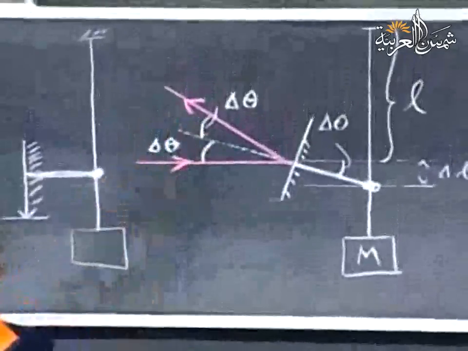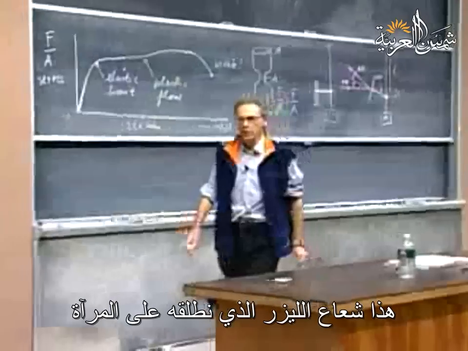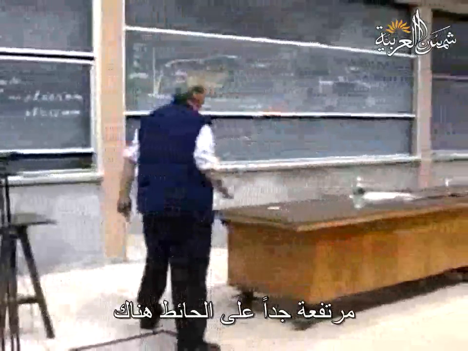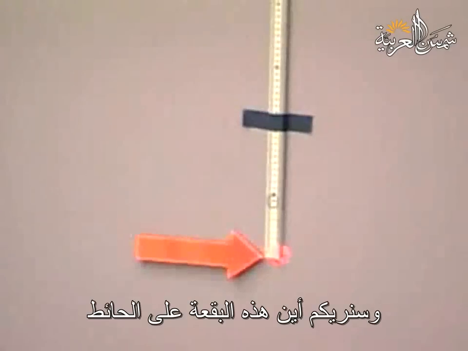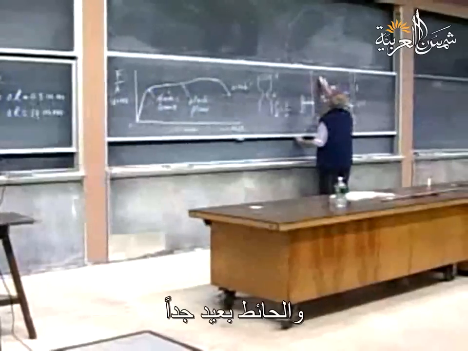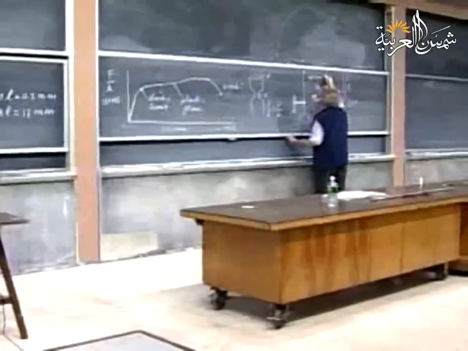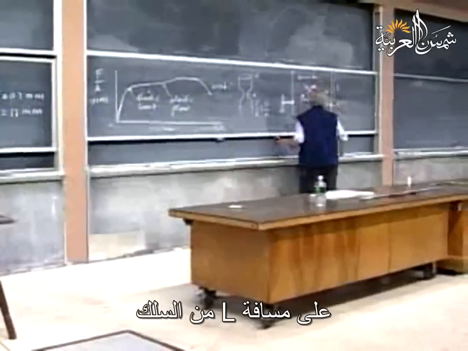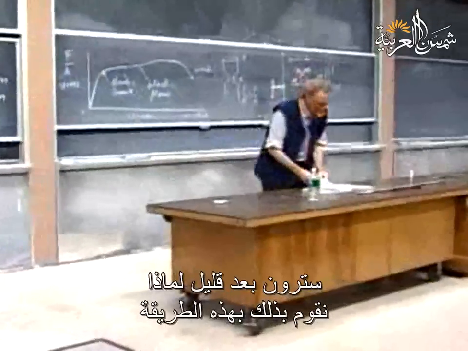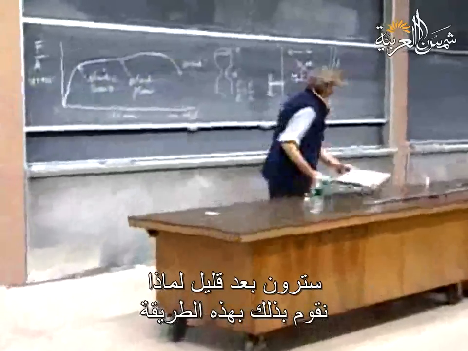And this beam, this is the laser beam here that we shine into the mirror. Here's the laser, goes into the mirror, and the spot of that return is all the way there on the wall. So we're going to show you where this spot is on the wall, and the wall is very far away. It's a distance capital L from the wire. And you'll see very shortly why we do it that way.